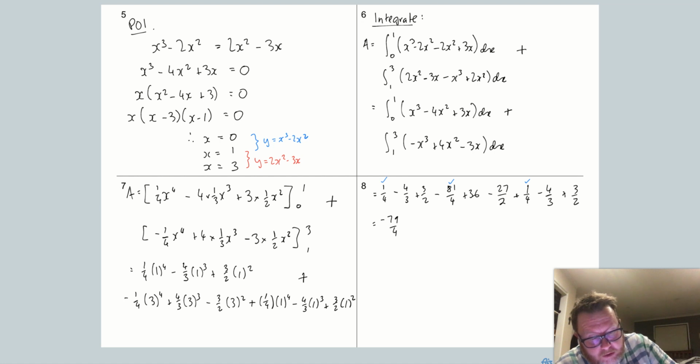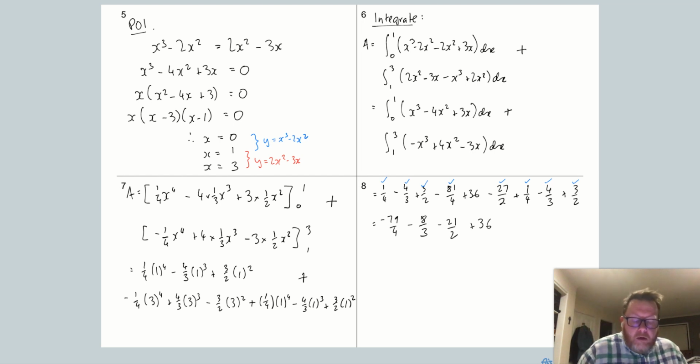And then I've got my thirds to have a look at now. So I've got minus 4/3. Minus 4/3 is minus 8/3. And I've got 3 halves. Minus 27 is going to be negative 24 halves. Minus 24 plus 3 halves is going to be minus 21 halves. And I think that just leaves me with my 36 there at the end, like so.